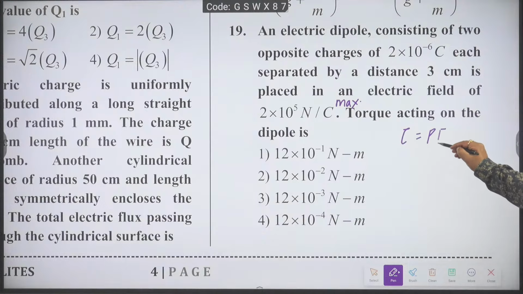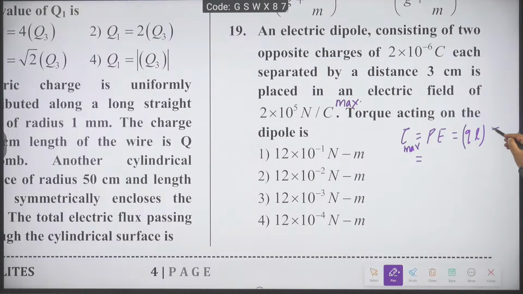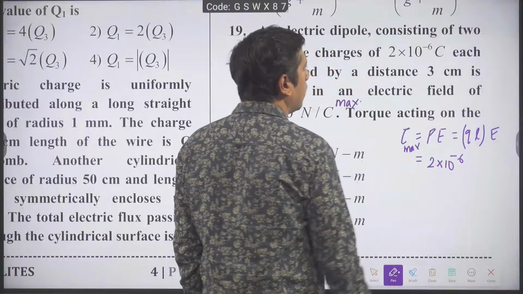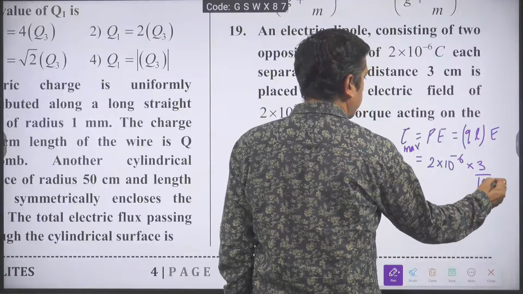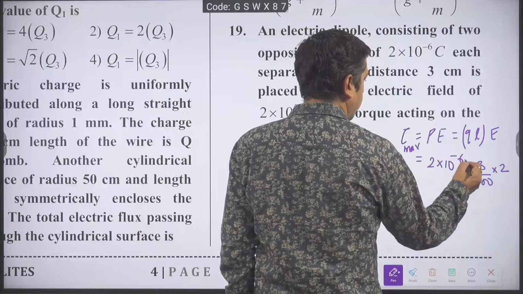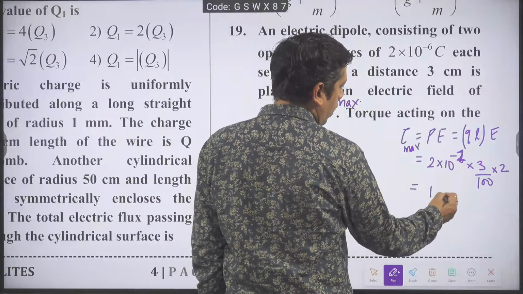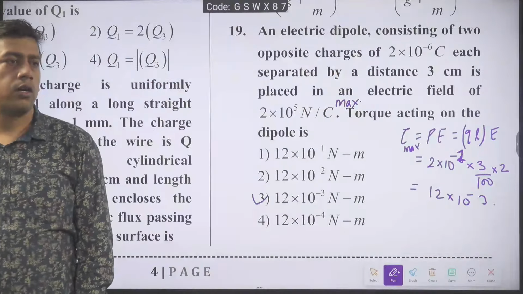So torque will be P sine theta, but maximum then P. So it will become Q into L. Dipole moment is Q into L. Q is how much? 2 into 10 power minus 6. L is 3 centimeter. Electric field is 2 into 10 power 5. So this will become 12 into 10 power minus 3.